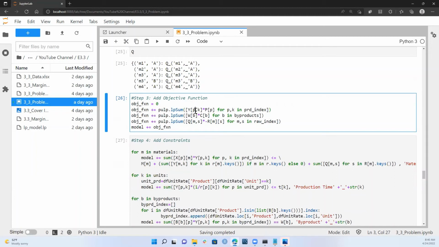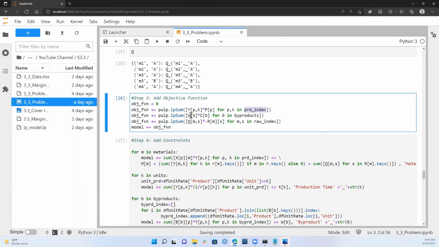P in this case would represent the I in the model, but this is the amount of material P made on machine K, multiplied by the profit contribution of that product P. And then we're going to sum that product between Y sub PK and P sub P up for all P and K in our product index.